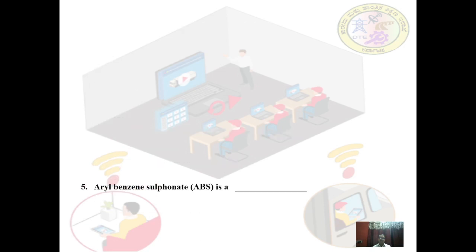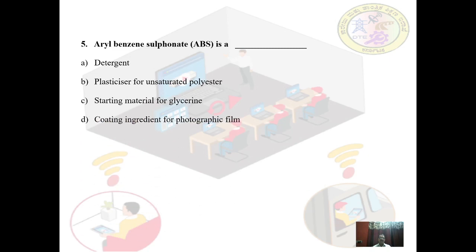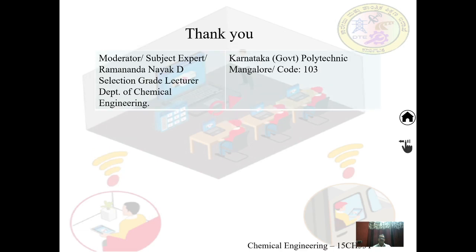Question number 5. Alkyl benzene sulfonate ABS is a dash. Option A. Detergent. Option B. Plasticizer for unsaturated polyester. C. Starting material for glycerine. And D. Coating ingredient for photographic films. Here, option A is the right answer. Alkyl benzene sulfonate is a detergent. Thank you.